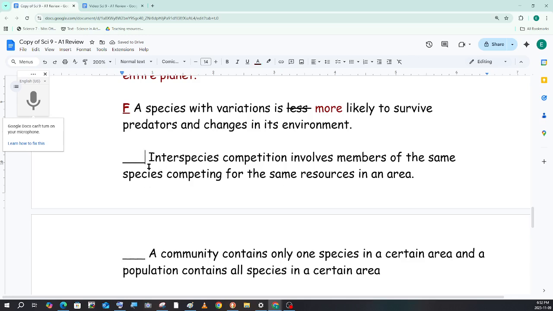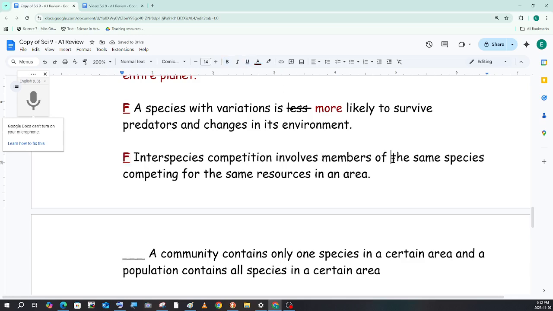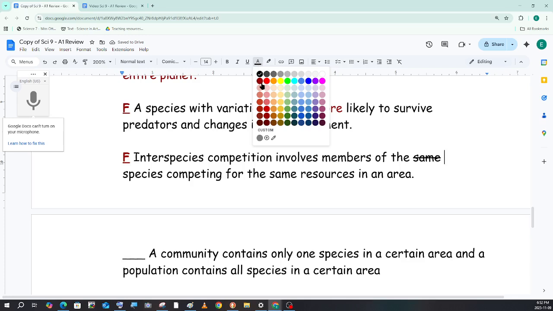All right, next question. Interspecies competition involves members of the same species competing for the same resources in an area. Okay, again, false. Right, remember, inter means between, right? So if we're talking about interspecies competition, that means it's between species, different species, okay? So the answer to this is actually going to be different species competing for the same resources. Okay, so we just changed same to different.